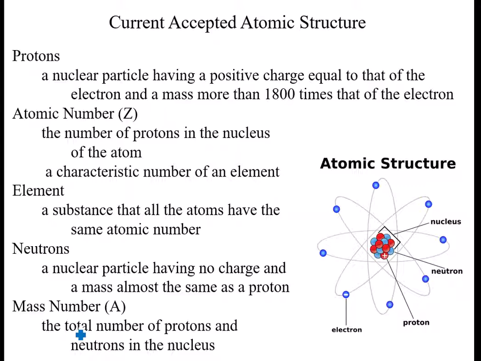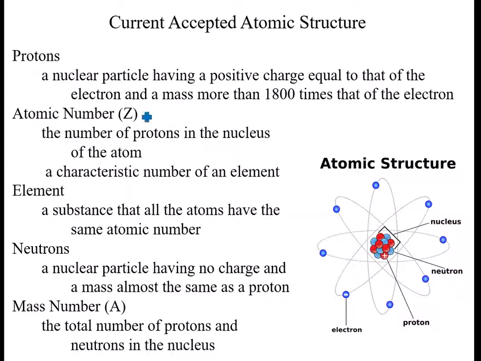You have the nucleus, which is shown down here, okay? And the nucleus is made up of protons and neutrons. The protons have a positive charge, which are the red dots down here. And the neutrons are shown by blue and have no charge, so they're neutral. The proton has a mass 1,800 times that of the electron. And the neutrons have basically no charge, but almost the same mass as the proton.